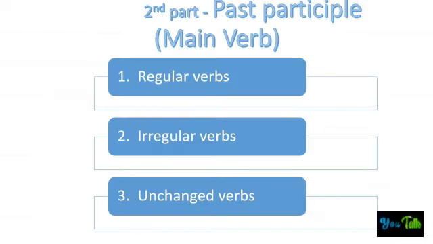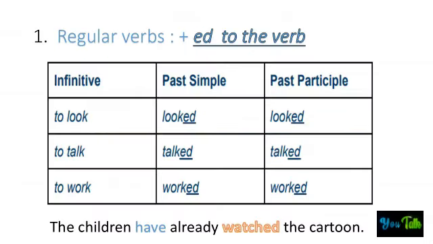The second part is the past participle of the main verb. Here we have to look at three categories of verbs. Number 1, regular verbs. Number 2, irregular verbs. Number 3, unchanged verbs. For regular verbs, the past participle is the same as the past simple. We just have to add ed to the verb.